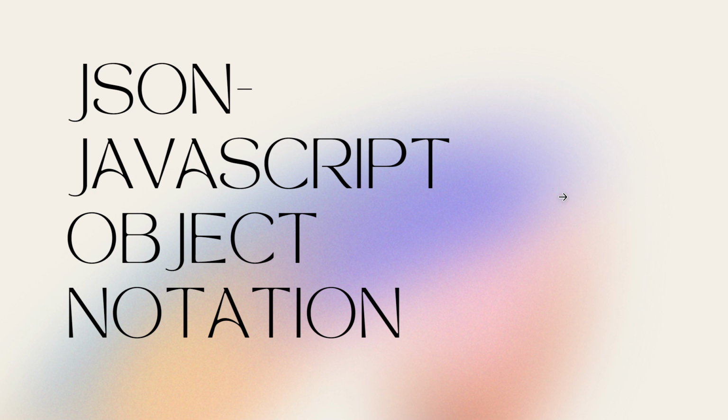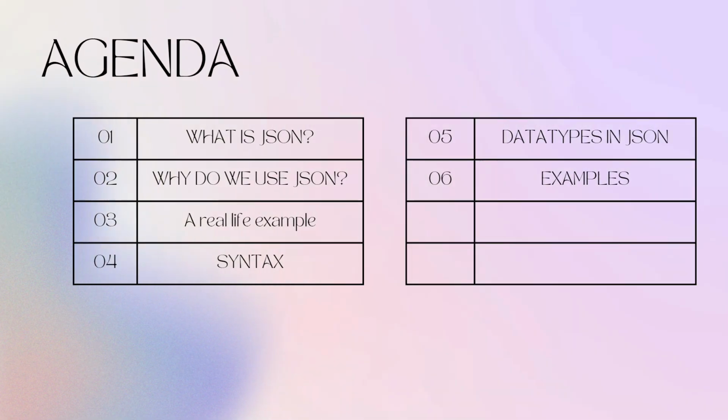Hello everyone. So in this video we will be looking into what is JSON, that is JavaScript Object Notation. The topics that will be discussed in this video are what is JSON, why do we use JSON, a real life example demonstrating the usage of JSON, the syntax that it follows, data types in JSON, and some examples that will make you understand the concept better.